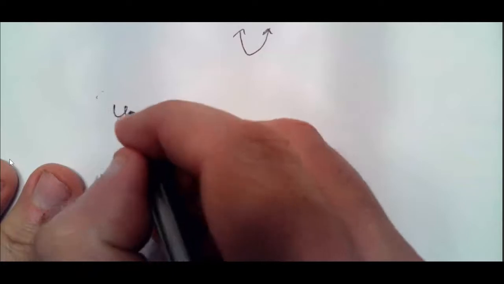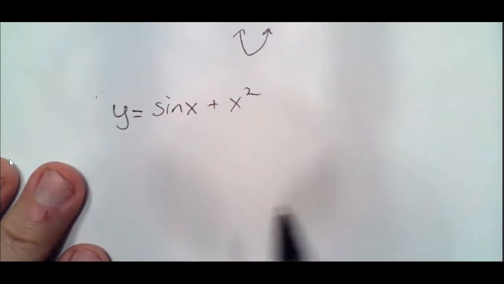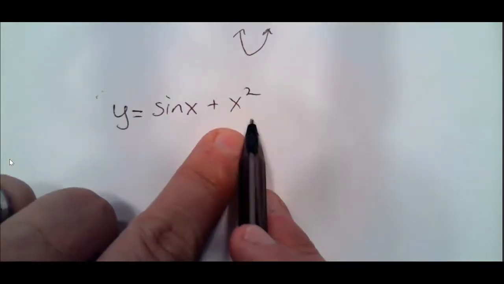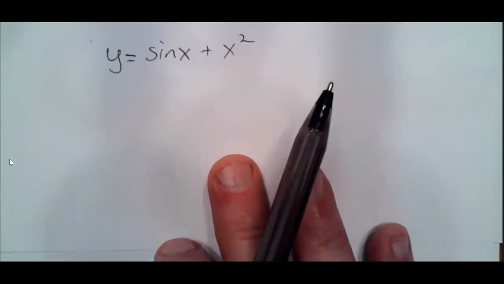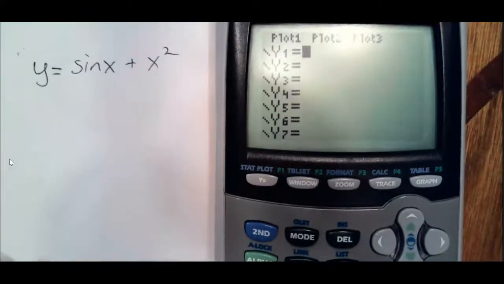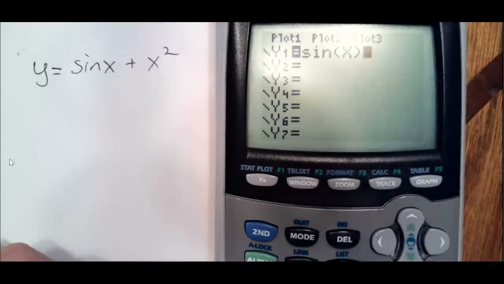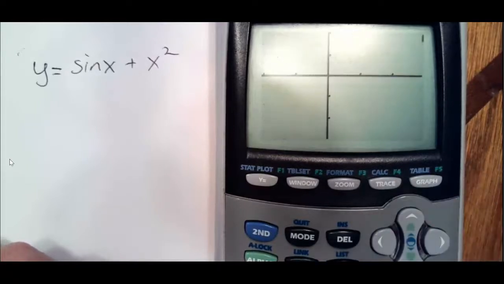All right, so our first example. Let's say that we have y equals sine x plus x squared. So we're combining a sine wave with a quadratic. Turn on your calculator. We're going to put in y equals sine x, and I'm going to close the parentheses because I don't want the plus x squared together with it. So we'll have plus x squared, graph.